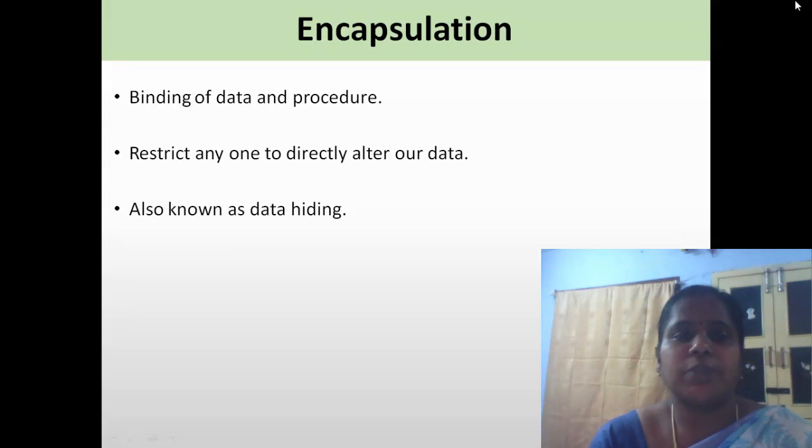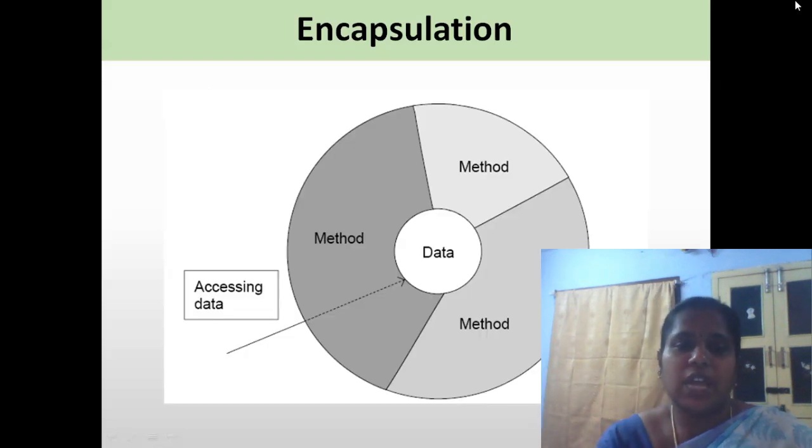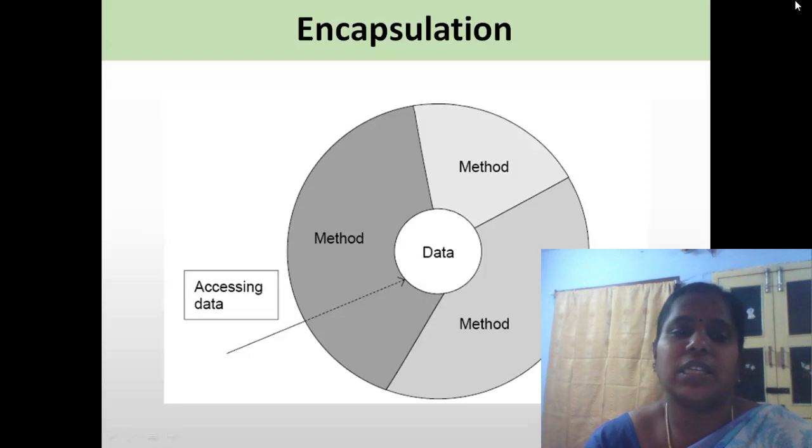So what is encapsulation? It's nothing but binding of data and procedure. It can provide a secured mechanism by restricting anyone from directly altering the data, which is also known as data hiding. The data hidden inside the class can be accessed only by the relevant user or by another class.